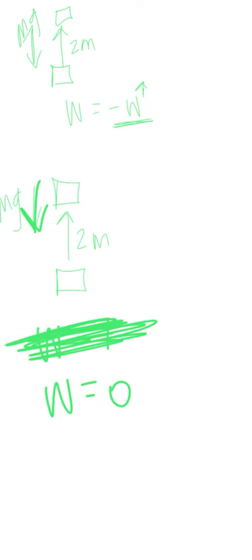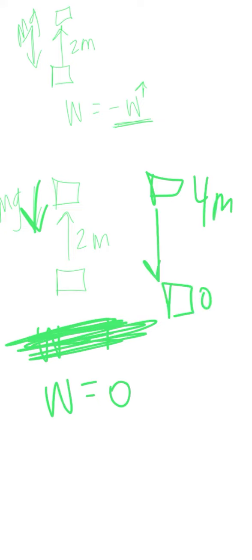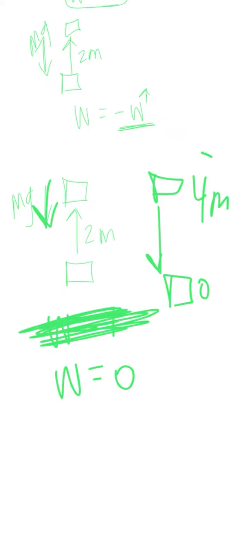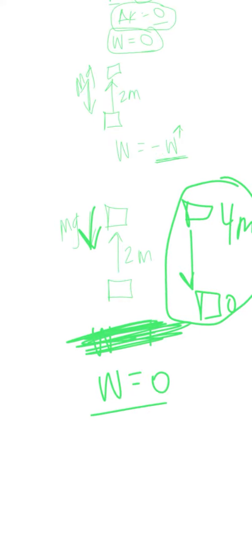the work done by the weight would be positive if the box was going from, let's say, 4 meters down to 0. So this is when the work would be positive because you're going in the direction of the force. But in this case, the work is 0 because you're going up, and it would be like negative force.